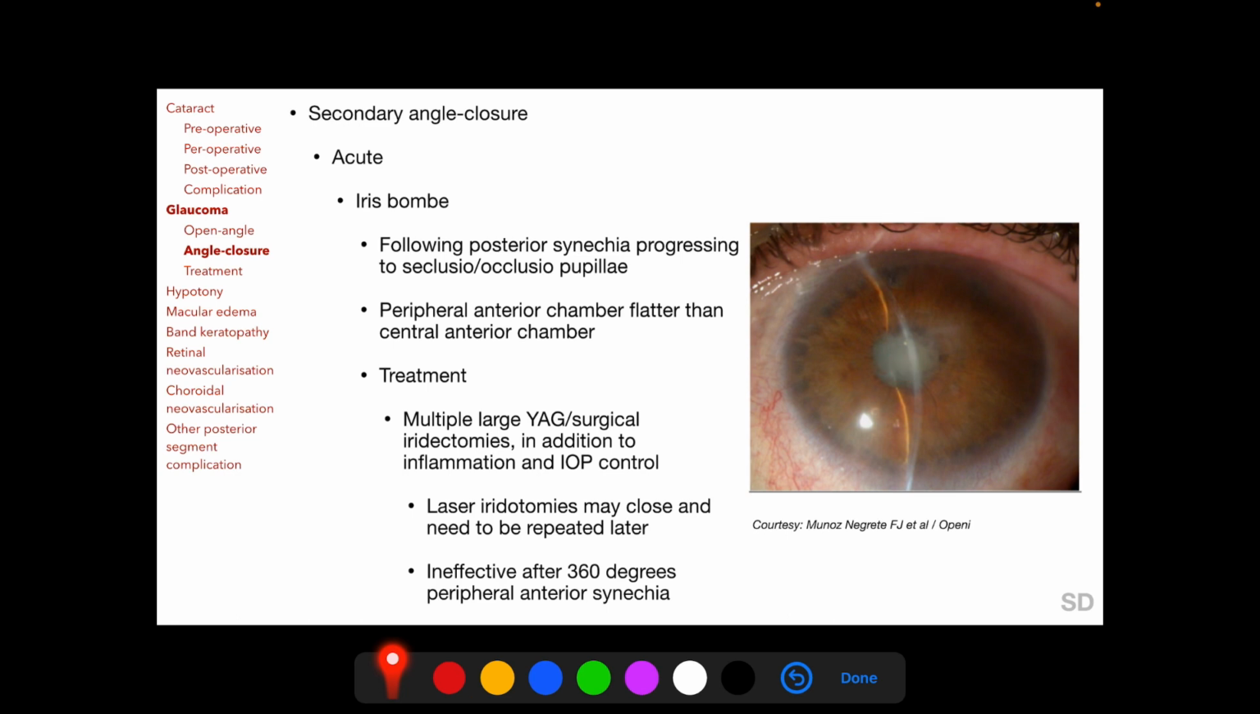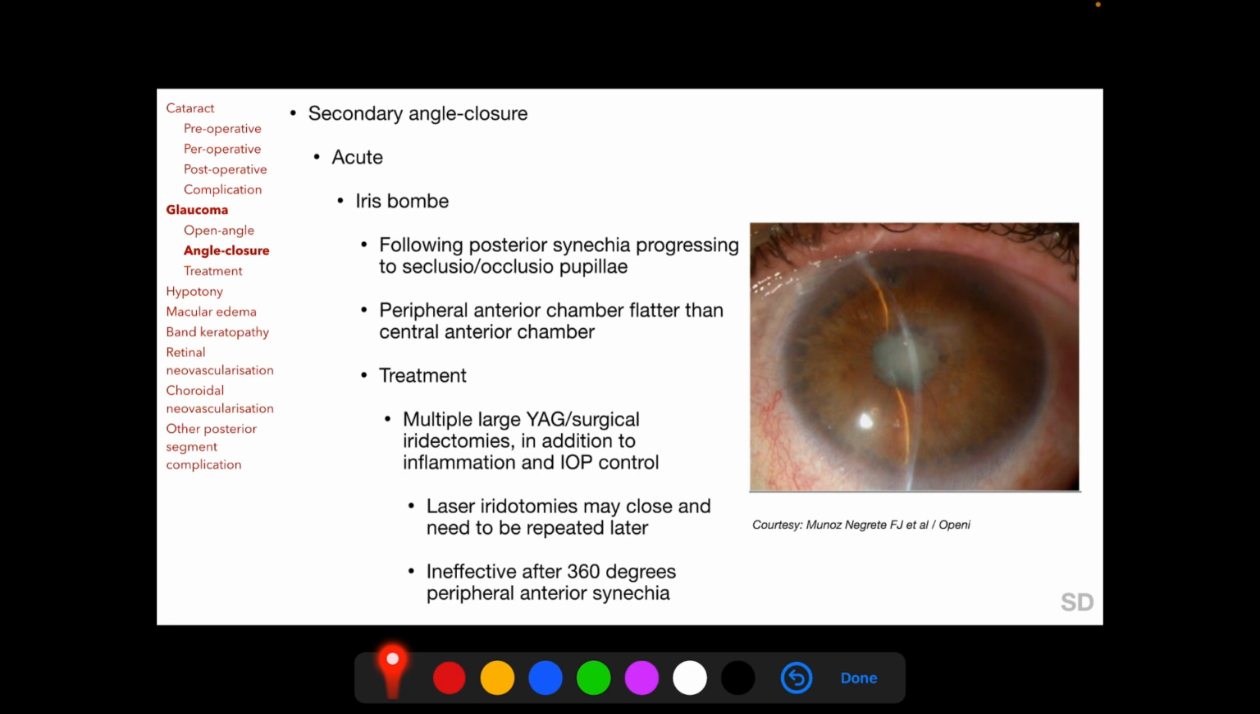Treatment of iris bombae is either with YAG iridotomy or surgical iridectomy, and the iris openings in either situation must be multiple and large, and this has to be combined with appropriate control of inflammation and intraocular pressure. Laser iridotomies in patients with uveitis has a tendency to close and may need to be repeated later on. And following chronic iris bombae, if 360 degrees peripheral anterior synechia form, then iridotomy or iridectomy becomes ineffective in controlling the intraocular pressure.